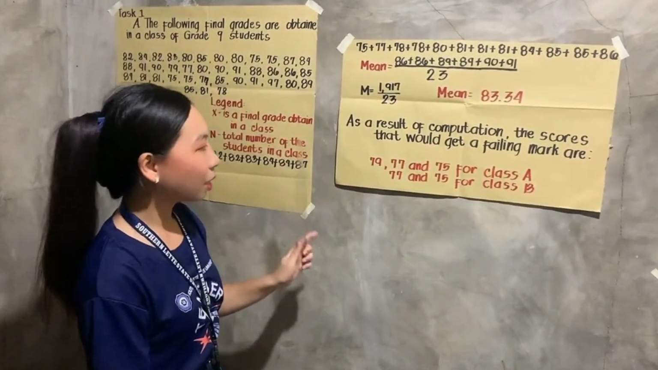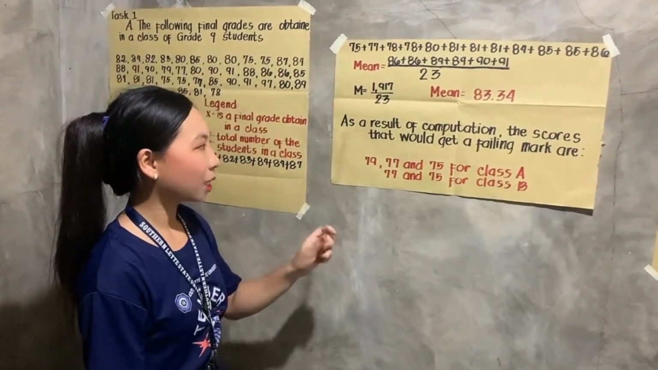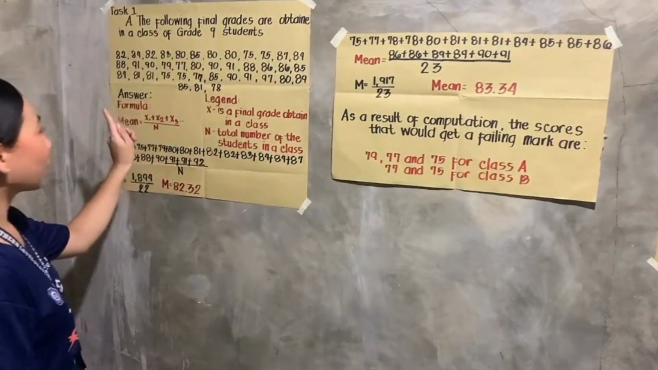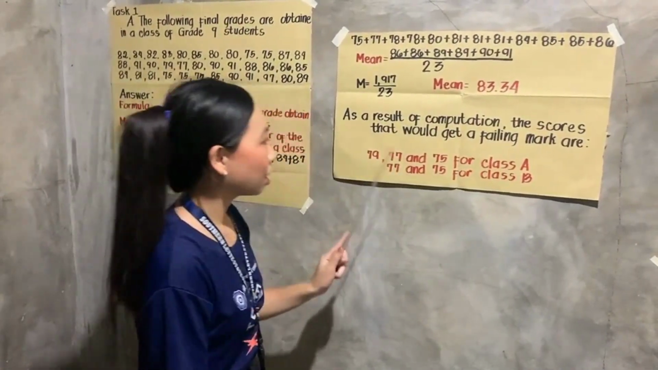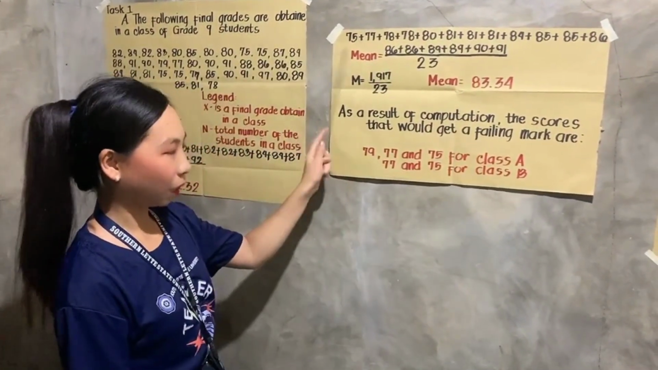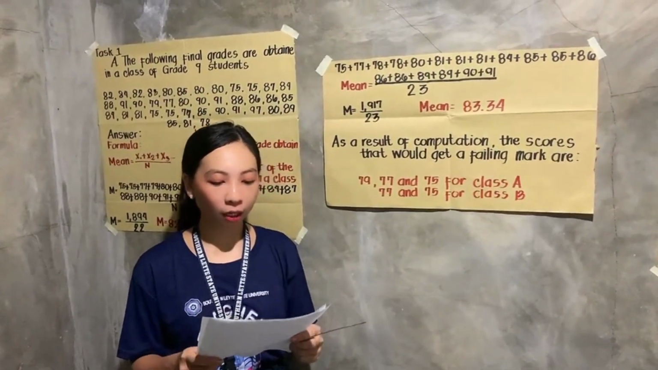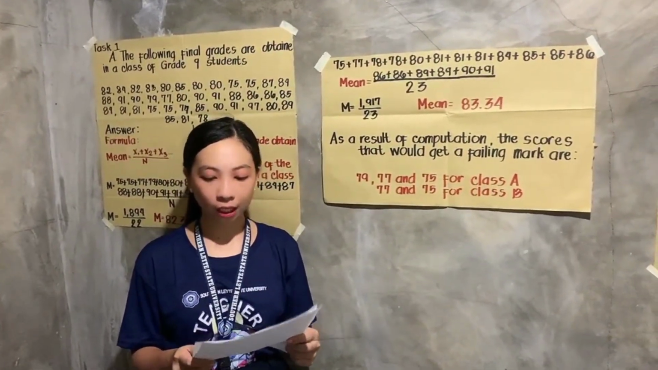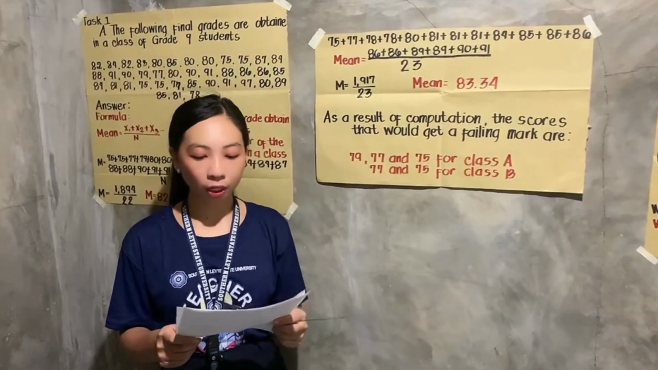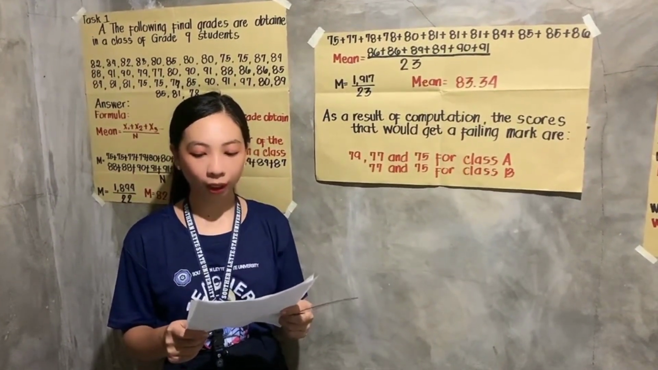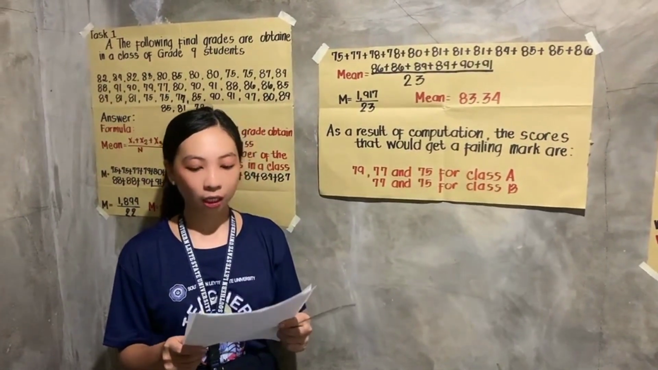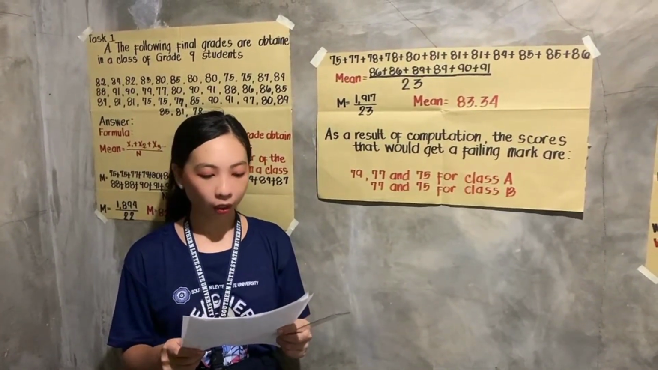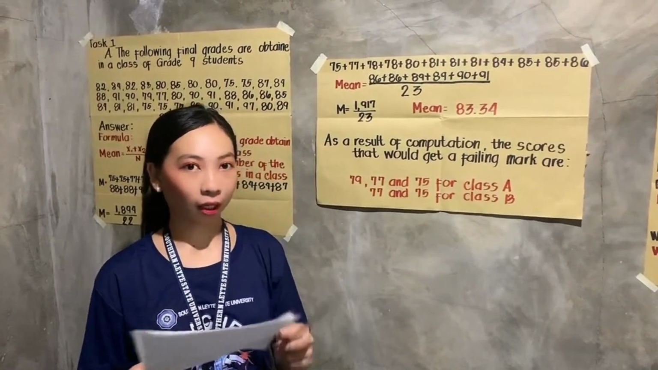So as a result of the computation, the scores that would get the failing mark are 79, 77, and 75 for class A, and 77 and 75 for class B. So what I can say is it is an unfair grading system. There will be a lot of students who will prefer to enroll in class B, since the grading system is standard and it's very easy to get a higher mark in class B than in class A.